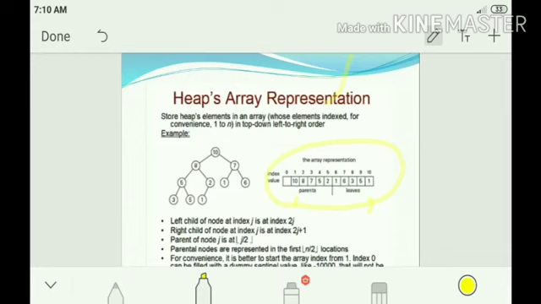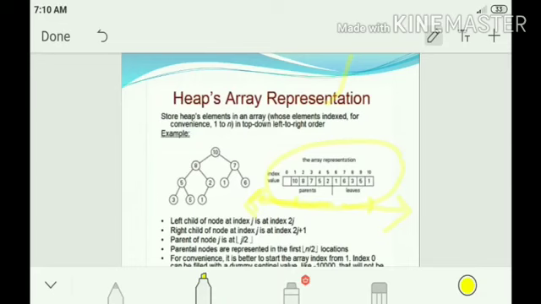So parent node keys will always occupy the first n divided by 2 locations. If you observe here, the parents in the heap are 10, 8, 7, 5 and 2, which occupy the first n divided by 2 positions, and the leaf nodes occupy the last n divided by 2 positions.